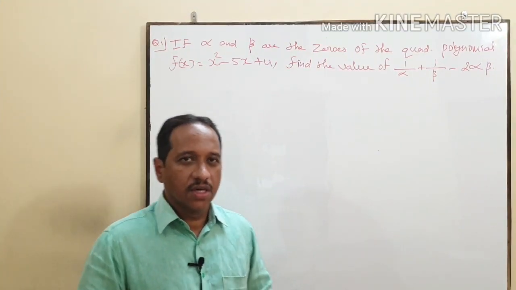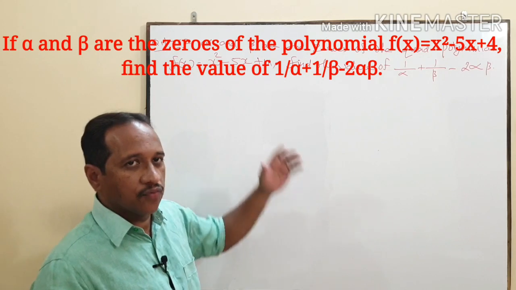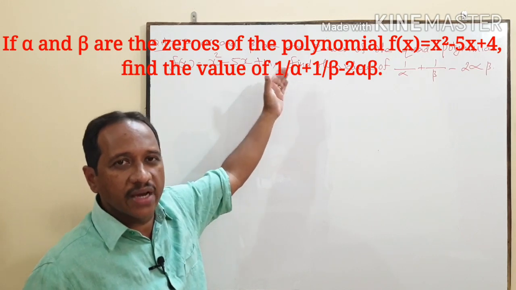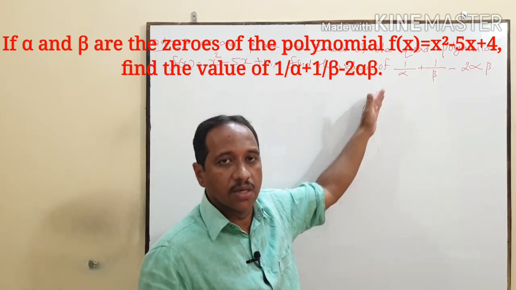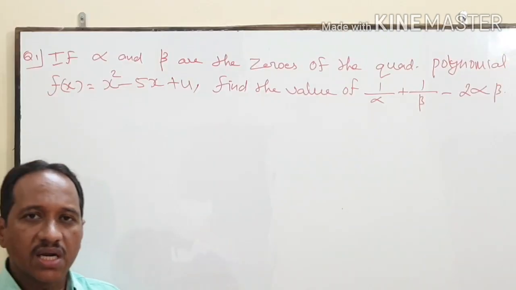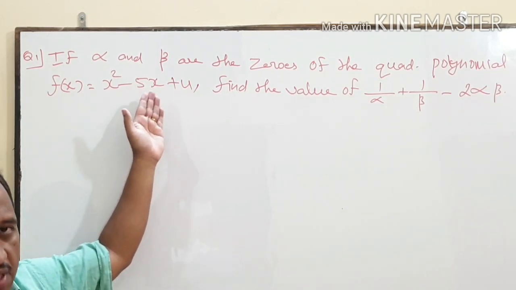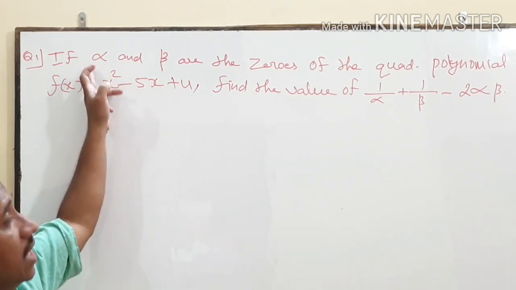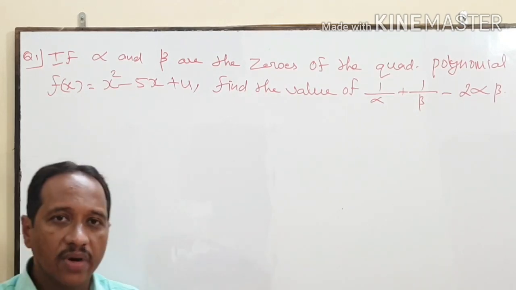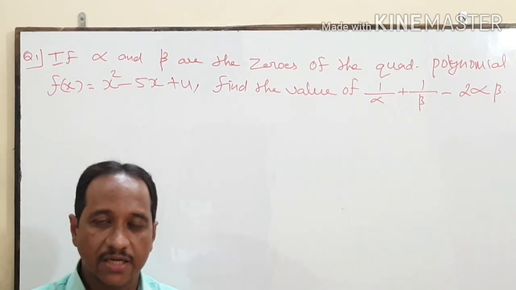Today's first question is: if alpha and beta are the zeros of a quadratic polynomial f(x) = x² - 5x + 4, find the value of 1/alpha + 1/beta - 2 alpha beta. So here we are given a quadratic polynomial f(x) = x² - 5x + 4, and alpha and beta are the zeros of this quadratic polynomial. We have to evaluate 1/alpha + 1/beta - 2 alpha beta.